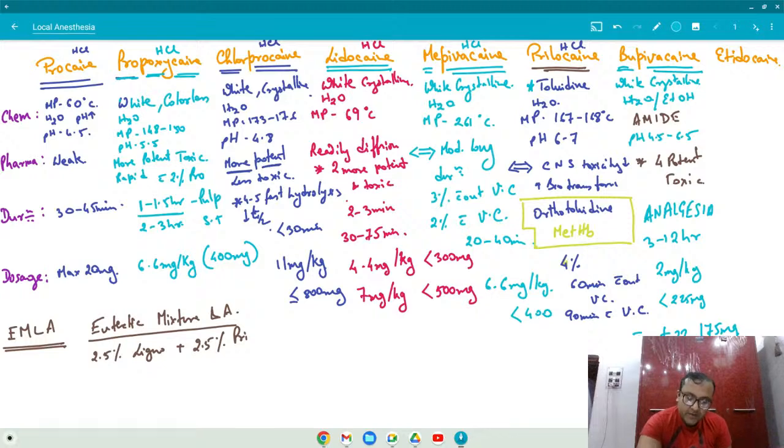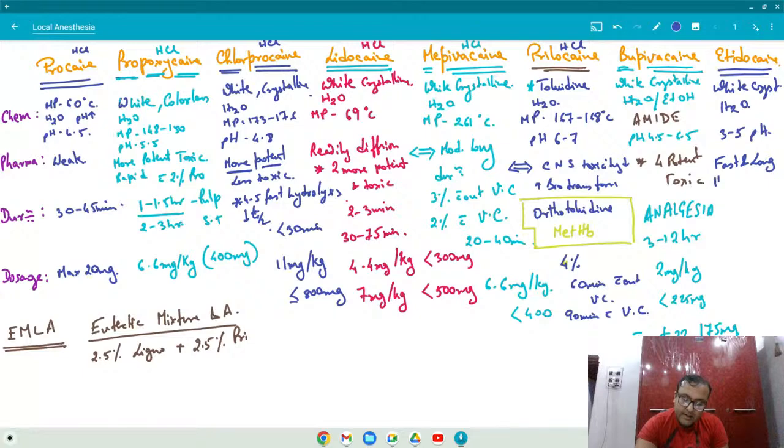And finally, not finally actually, the second last you can say, we can have etidocaine. Etidocaine is also white, it is also crystalline, it is also water soluble. It has got a pH of 3 to 5. Now, it has got a faster onset and a longer duration than lignocaine. Fast and long. Than whom?